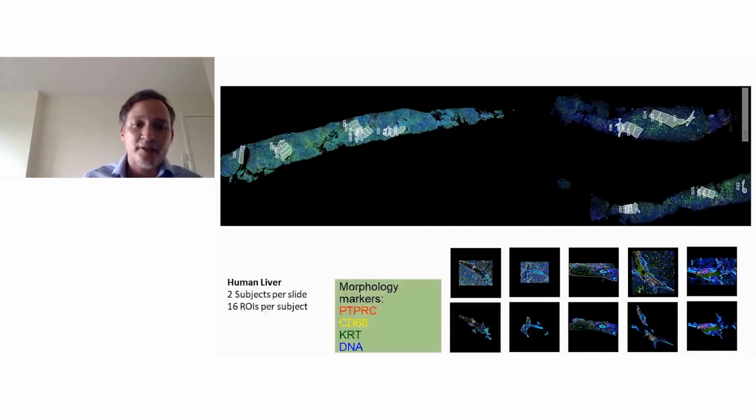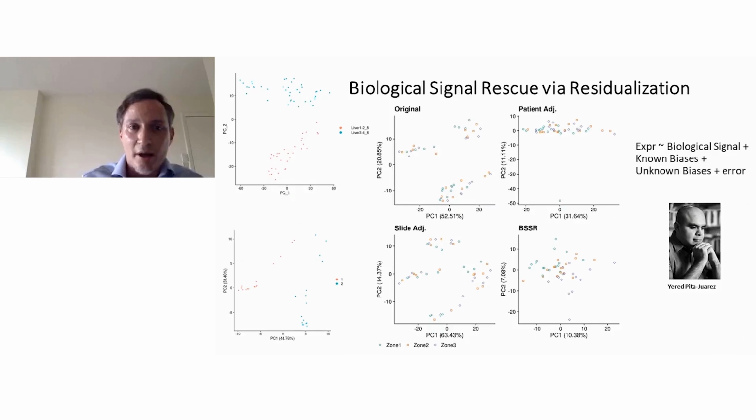We aim for 16 ROIs per subject, and what is quite interesting, we put 2 subjects per slide for 2 main reasons. One is convenience, of course, and the second is also to be able to assess batch effects and slide-to-slide variation. I will talk a little bit about that because this is something we are asked a lot.